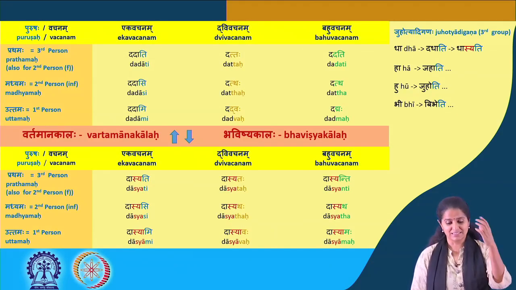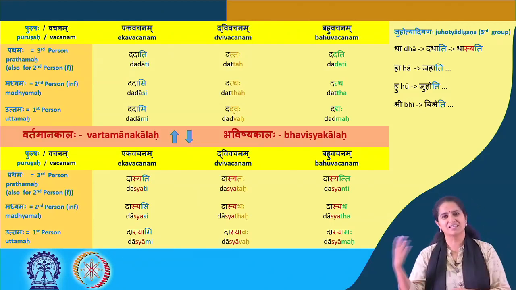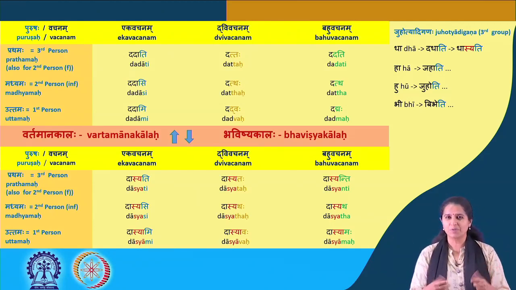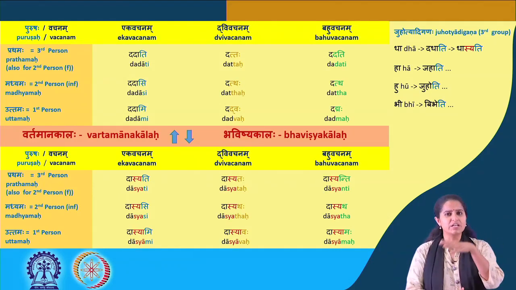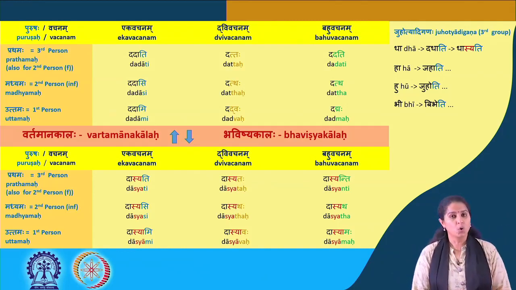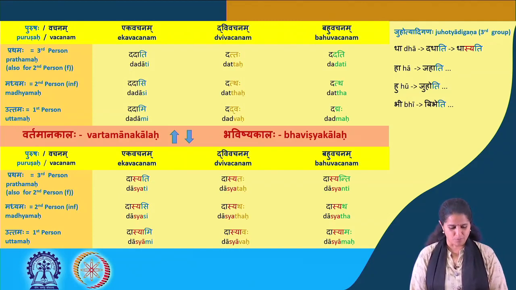Dadati, dattaha, dadati, dadasi, dattha, dattha, dadami, dadvaha, dadmaha. So can you do that really fast with me once? Let's go for it. Dadati, dattaha, dadati, dadasi, dattha, dattha, dadami, dadvaha, dadmaha. Uttamam. Alright, so it's a game. Then you can do it in slow motion, vary the speeds, and see how your mind is able to cope with the learning of the different forms.